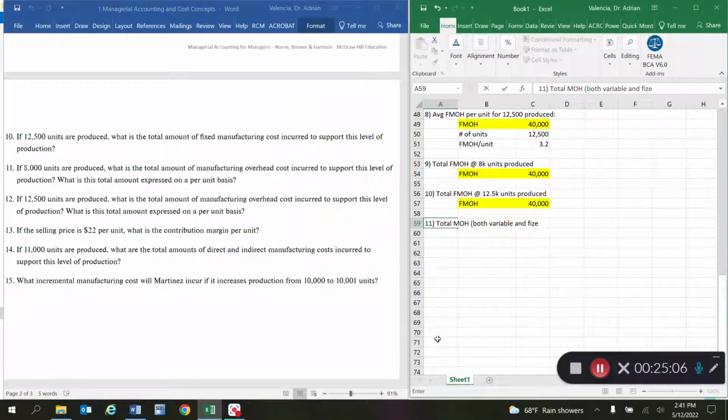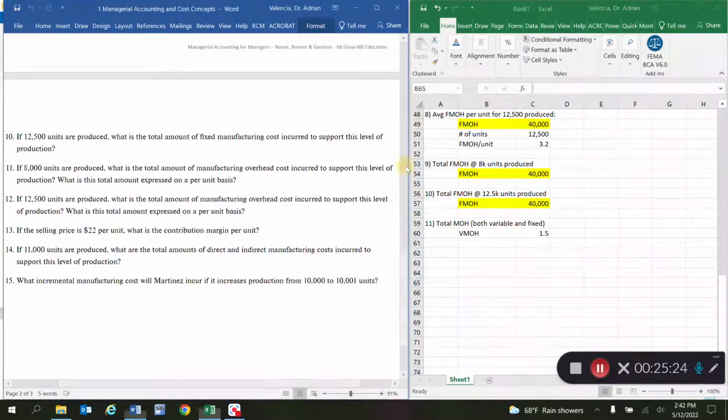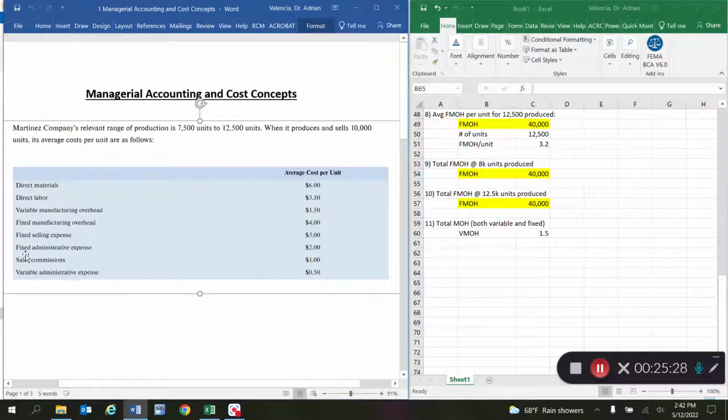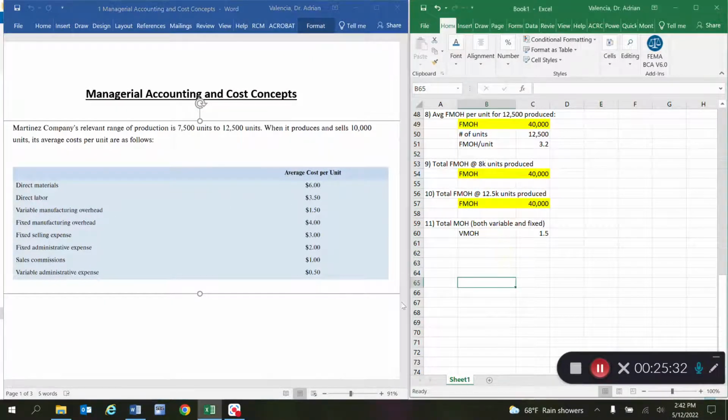I know it can be a little crazy trying to go from fixed to variable and all that kind of stuff, but this now is going to be including both of them, all right? So the first thing is we know that variable manufacturing overhead was $1.50 per unit. That was given. So let me just take you back real quick. Variable manufacturing overhead of $1.50 per unit. So that's given. That's not a problem.